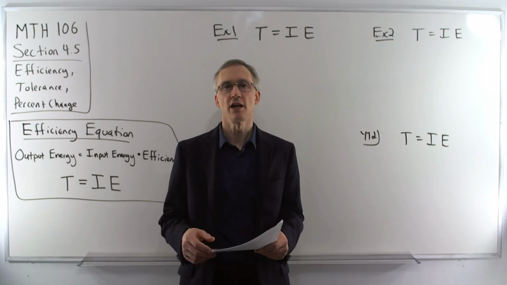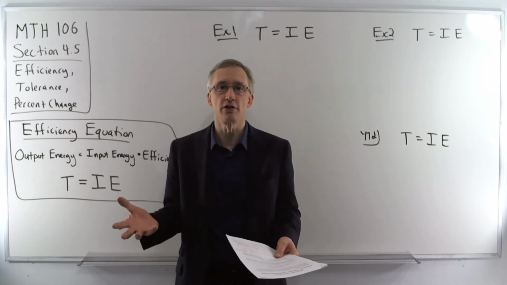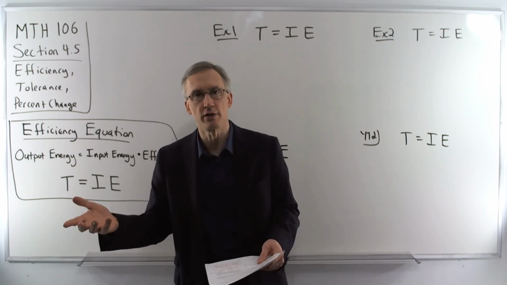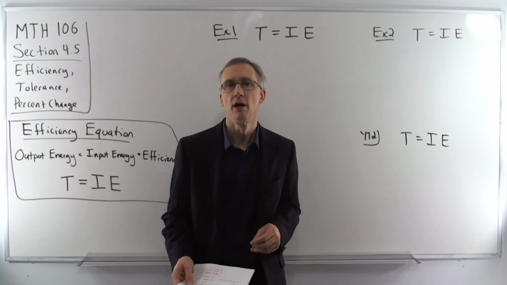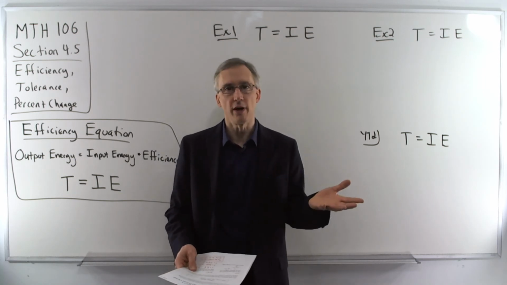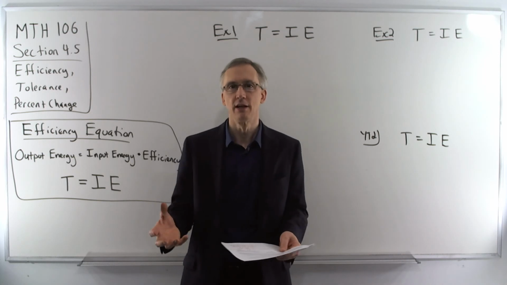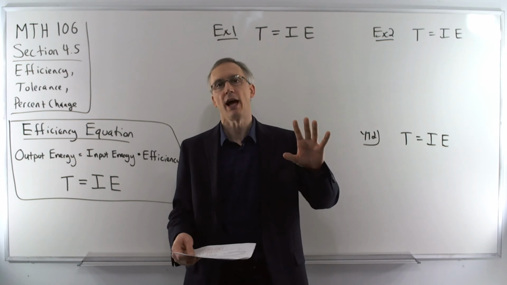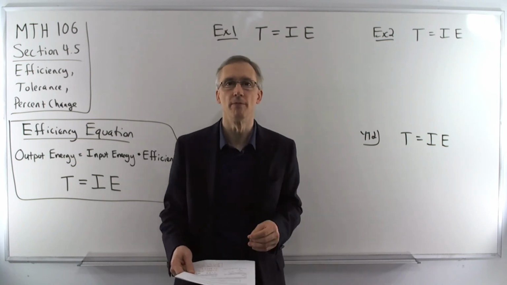Now machines essentially convert one form of energy to another. It's like a circular saw that takes electrical energy and converts it into rotational motion. But no machine does this perfectly. Some energy is lost along the way. So we have this idea of efficiency, and that's the percentage of the energy that's actually successfully converted into a useful form.